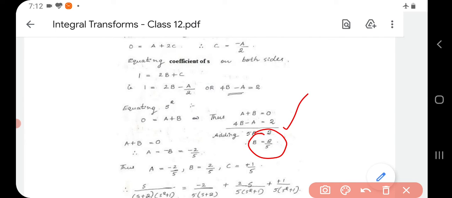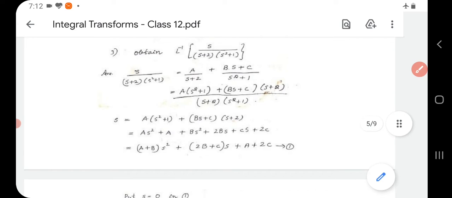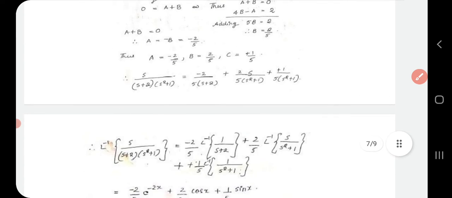But we have already said a plus b equal to 0. So what will be a? Minus 2 by 5. Okay, so you got the value of a as minus 2 by 5, b as 2 by 5. On substituting here, you will get the value of c as 1 by 5. Then you try to substitute the value of a, b and c in this equation, and you will get the final answer as this one.